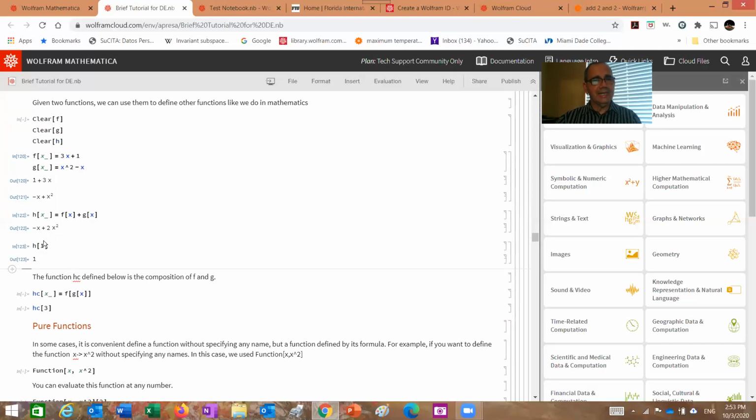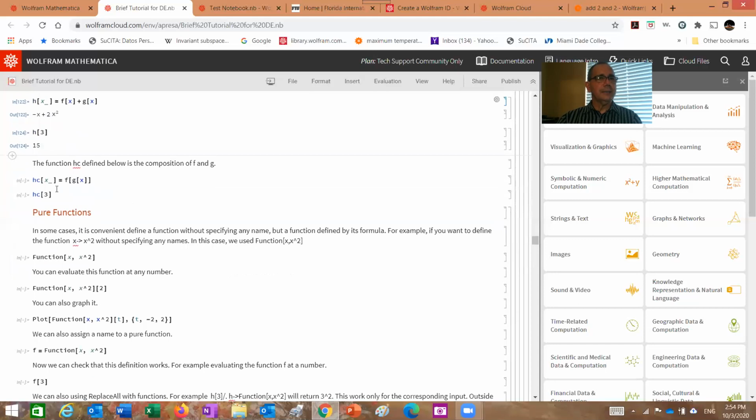But if you replace here the 1 by a number, let's say 3, and you press shift enter, you get the new value, which is -3 plus 2 times 3 to the second. 3 to the second is 9, times 2 is 18. 18 minus 3 is 15.